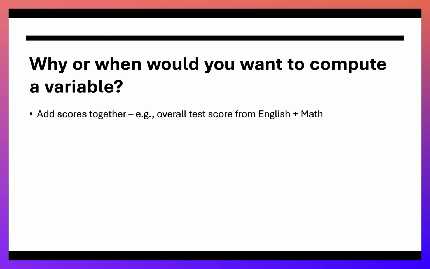So first of all, maybe you'd like to add two variables together. Oftentimes in education, we'll add together test scores. So perhaps you want to look at students' overall test scores, and we have their English scores and their math scores. So let's compute what their overall test scores are. I'll show you how to do that right now in SPSS.